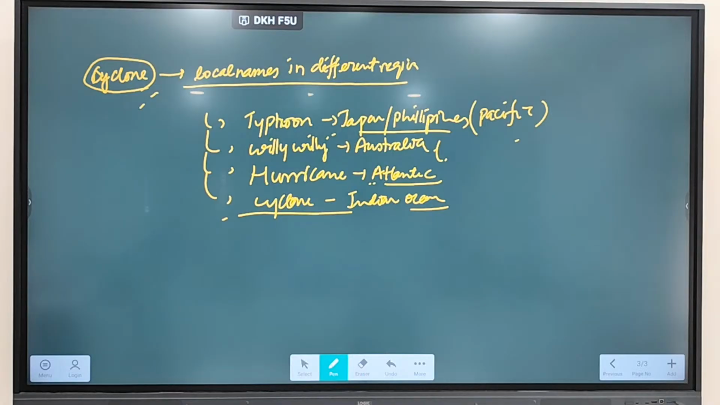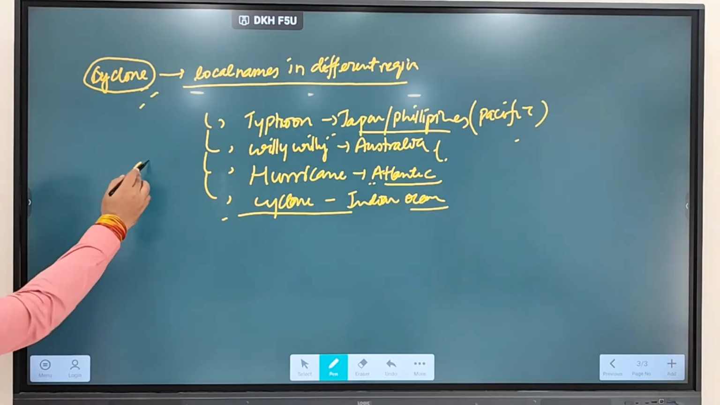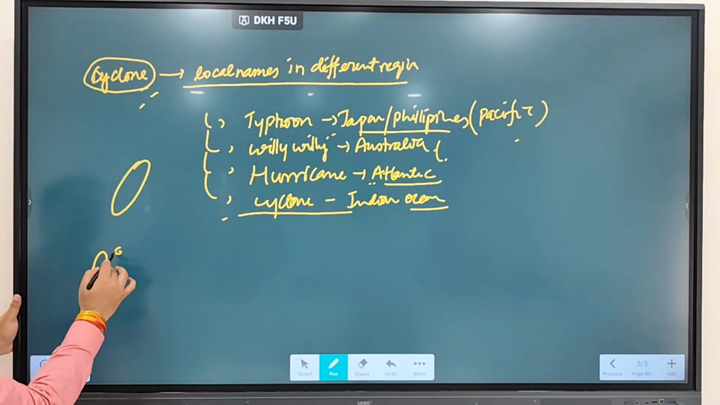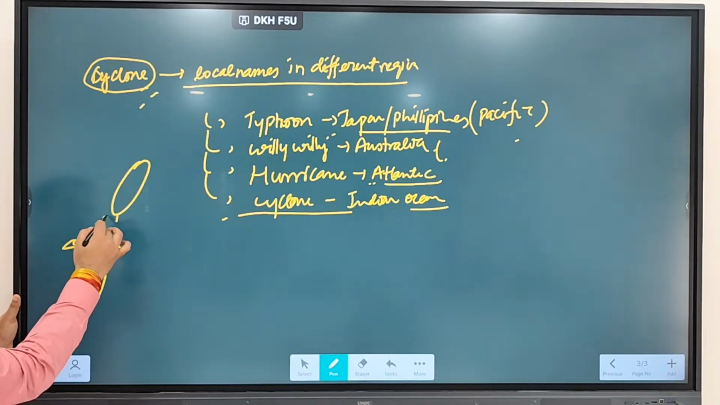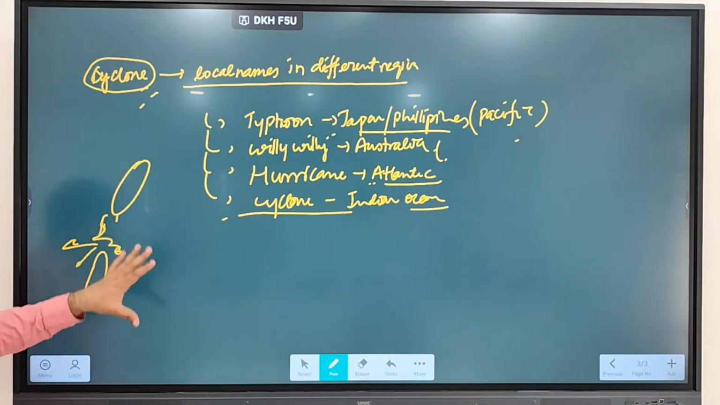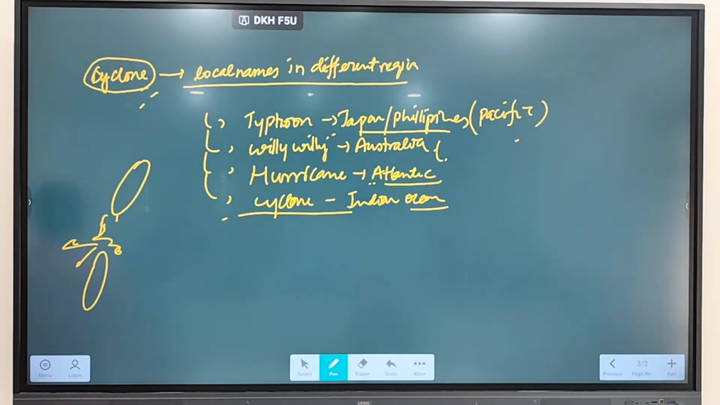In Japan, generally you see more of the temperate cyclone, not tropical cyclone. But we are saying when it is originating near the Philippines and Japan. Here we'll see Japan, here we'll see Philippines. So when they are originating over this region, China, then it is called a typhoon. Fine.